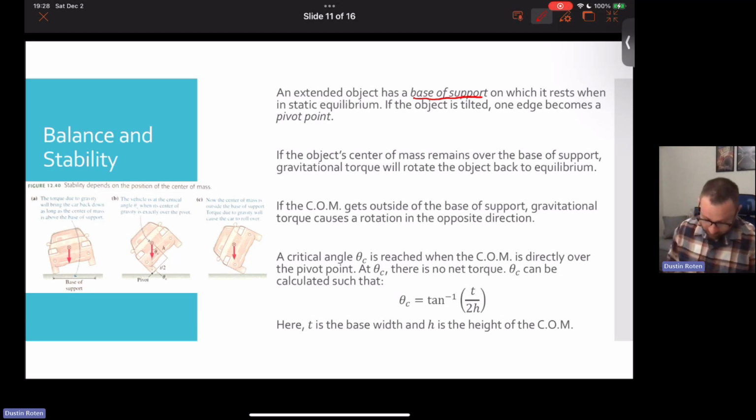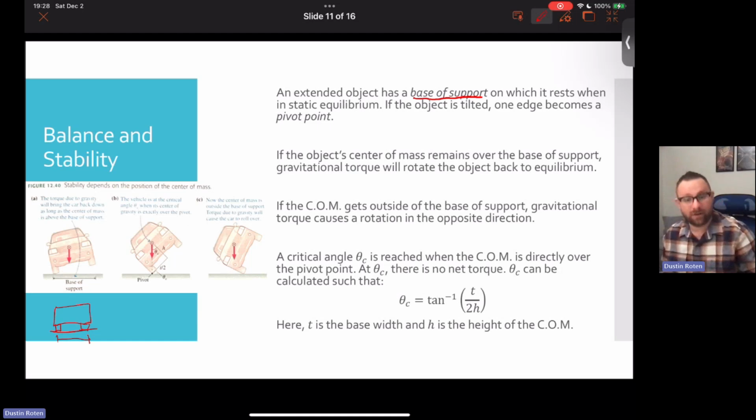So you can imagine this car over here in complete static equilibrium. Here's my poor attempt at drawing a car. The base of support is right here. This is the distance between the two wheels. Okay, so that's the car in static equilibrium. Now, if the object is tilted, one edge becomes a pivot point.